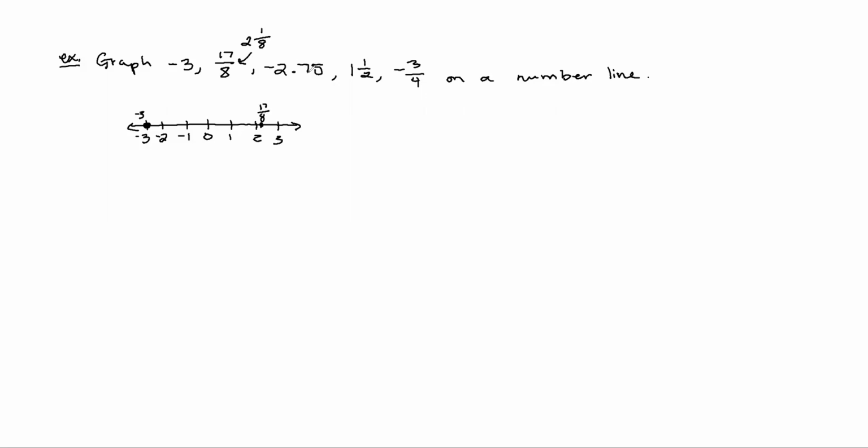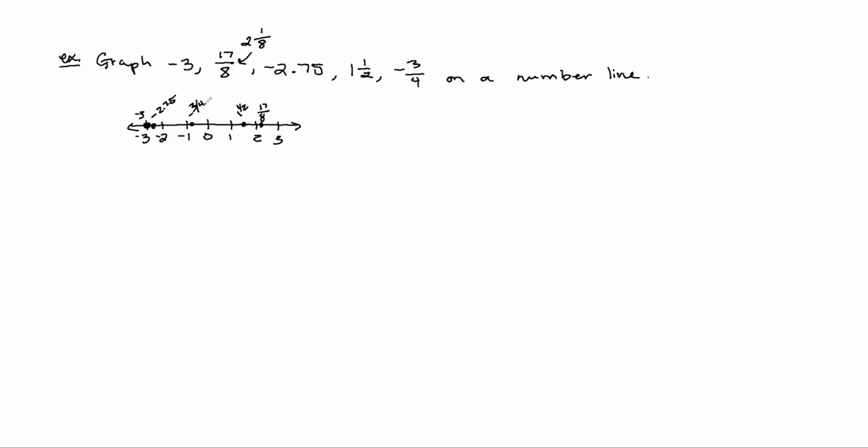-2.75, you go to -2 and then 0.75 of the way to -3, so it's going to be right there, a little bit of a tight squeeze. 1.5, we're going to go to 1 and then half of the way to 2, so this is 1.5. And then -3/4, that's not quite -1, it's going to be 3/4 of the way there, so it's going to be about right there, a little bit before we get to -1.